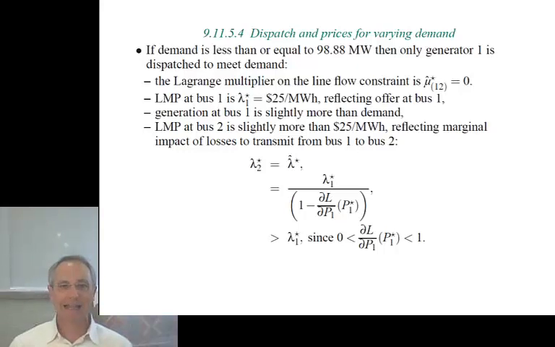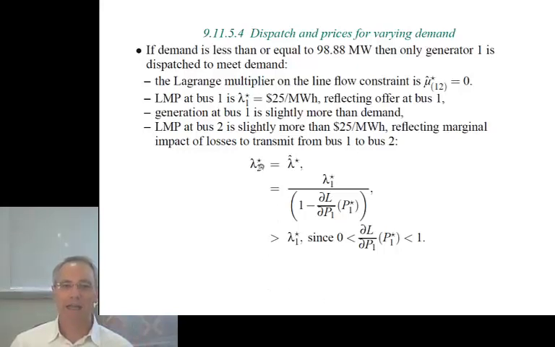If the demand is less than 98.88 megawatts, then we only need generator 1 to be dispatched to meet demand. The Lagrange multiplier on the line flow constraint would be 0. The LMP at bus 1 would be $25 per megawatt hour, reflecting the offer at bus 1 since it's marginal. And the generation at bus 1 would be slightly more than the demand. The LMP at bus 2 would be slightly more than $25 per megawatt hour, reflecting the marginal impact of losses to transmit power from bus 1 to bus 2.